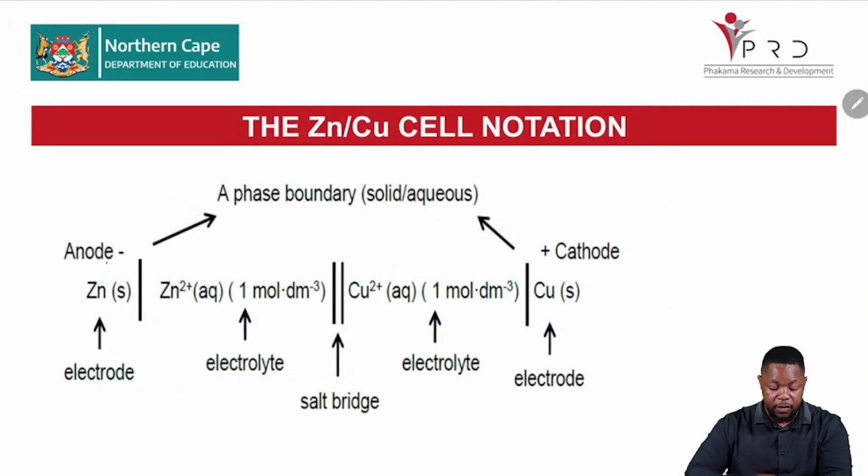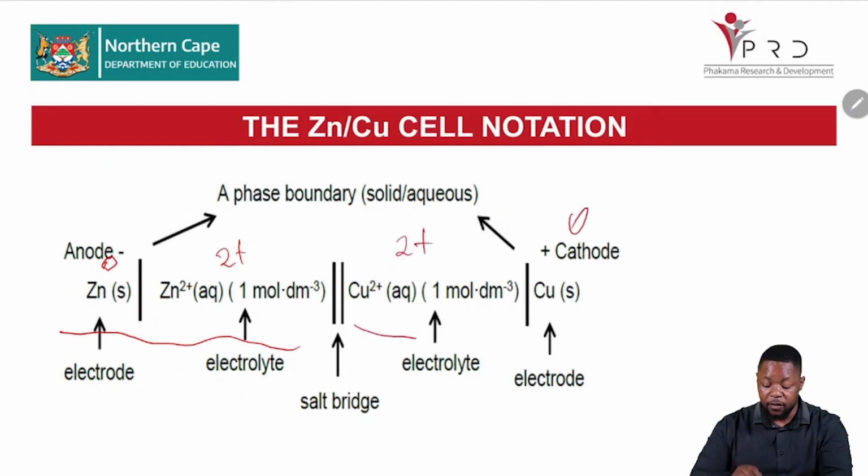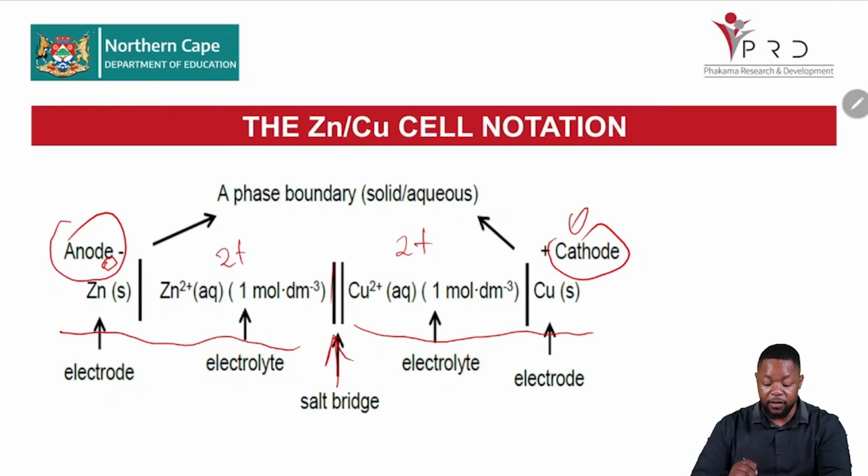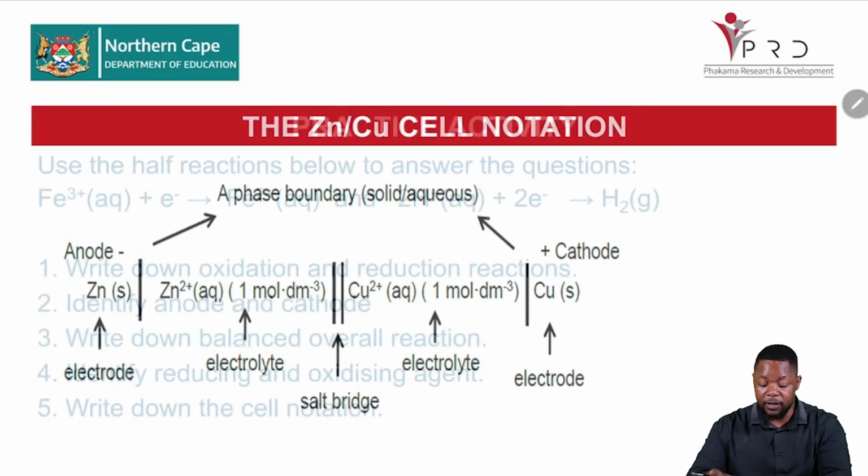Look at the zinc: the oxidation number goes from 0 to 2+. The oxidation number is increasing, so this part indicates oxidation. Then the oxidation number goes from 2+ to 0. The oxidation number is decreasing, so this part indicates a reduction. Reduction occurs at the cathode, and oxidation occurs at the anode. The salt bridge is represented by 2 lines, which is very, very important. So that was just a reminder of writing the cell notation as we have looked at it in a number of examples.